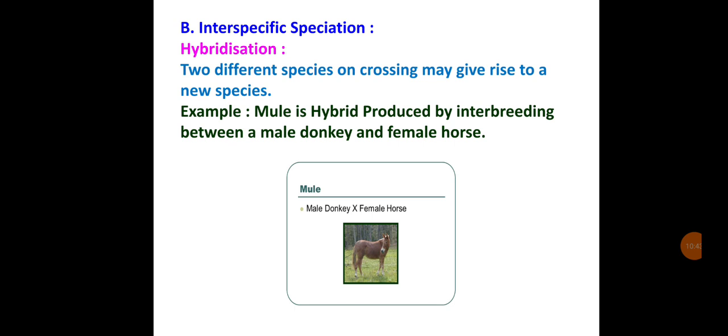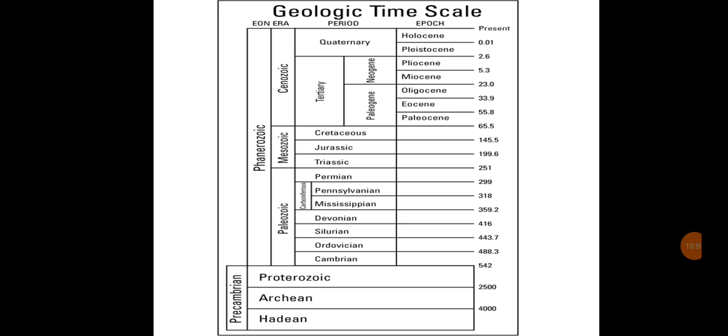Interspecific speciation, hybridization. Two different species on crossing may give rise to a new species. Example, mule is a hybrid produced by interbreeding between a male donkey and a female horse. Here, this chart shows the evolutionary line of the earth and the various species which get formed.